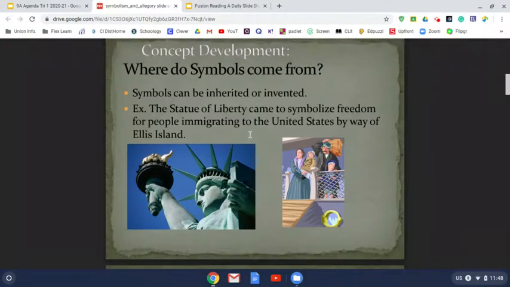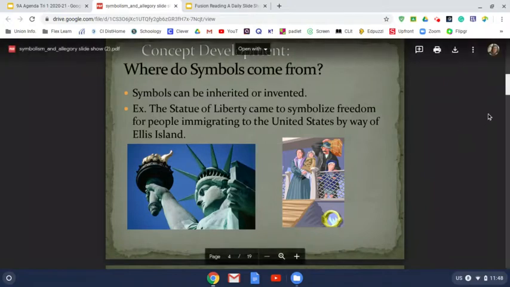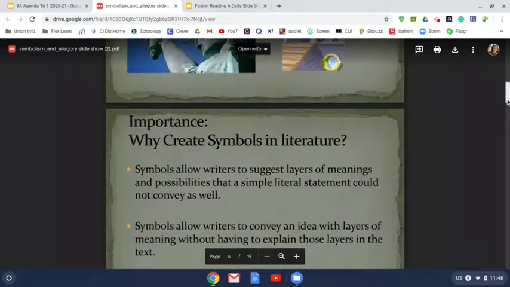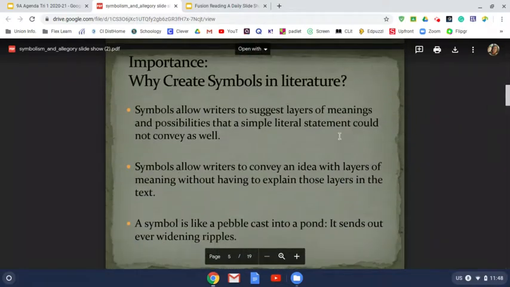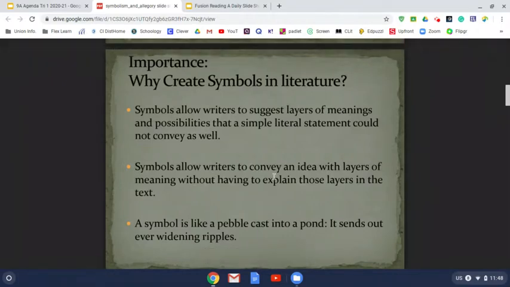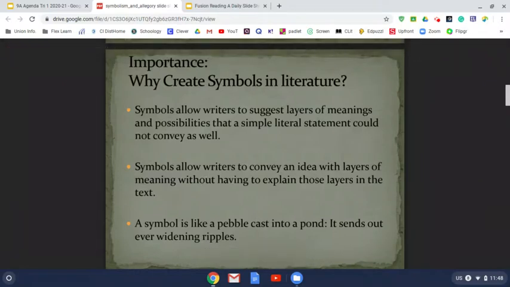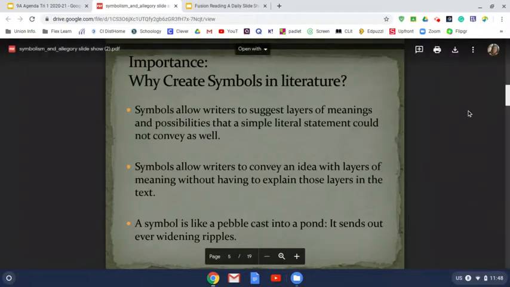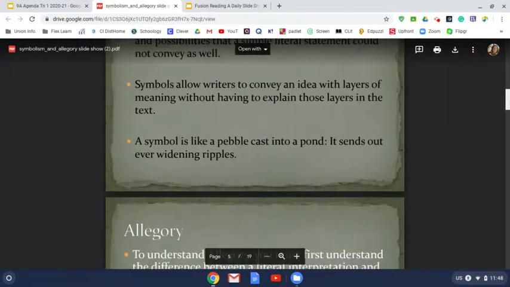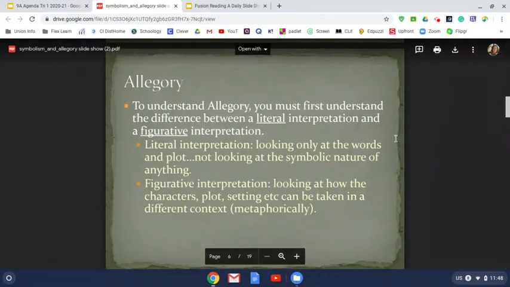They're inherited or invented, like the Statue of Liberty is a symbol of freedom for people immigrating to the United States by way of Ellis Island. Why create symbols? They give us deeper meanings when we read. Symbols allow us to convey an idea with meaning. So if you understand a symbol, you can give it a deeper idea. A symbol is like a pebble cast into a pond. It sends out ever-widening ripples. So it kind of has more to the story.